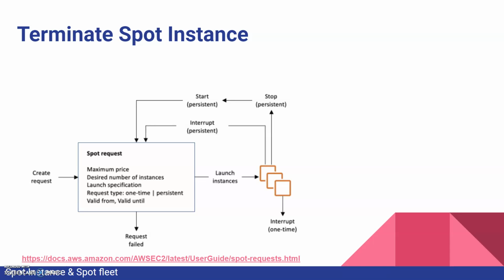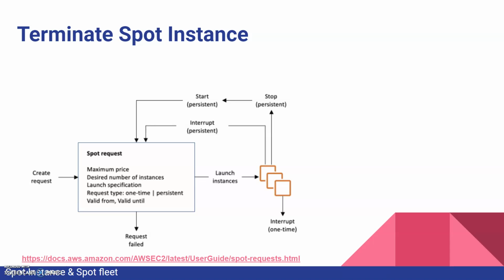There is a one-time request and the persistent request. In the one-time request, the instance gets launched, you simply launch it and it runs. There could be a probability of your request failing. In case your request is persistent, you have given the request for multiple instances, one or more than one.